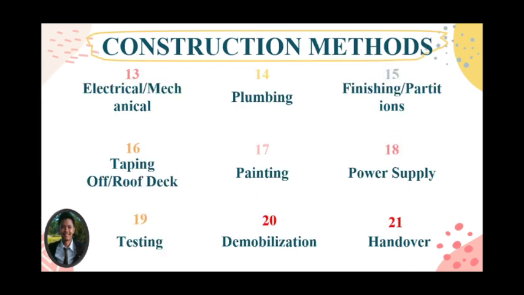Ganun. So, next, we have electrical and mechanical system. So, napapaloob dito yung pag-install ng electrical and mechanical systems, which includes yung paglinya ng kuryente, paglinya ng switch sa ilaw, at saka yung mga outlets. Next one is plumbing. So, included dito basta yung mga water systems like drainage and septic tanks.